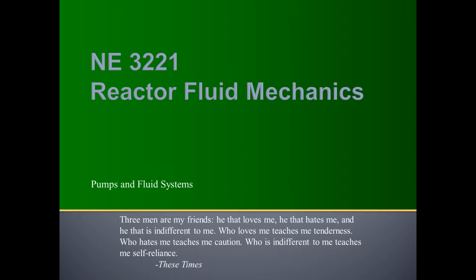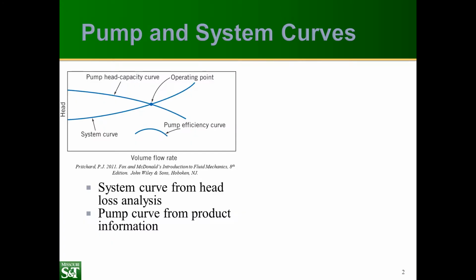It's important to remember that a pump doesn't operate on its own. It operates as part of a fluid system. Now, that system is going to operate where the system curve, that's the head loss and flow rate condition, intersects with the pump curve. And this is the stable operating point.